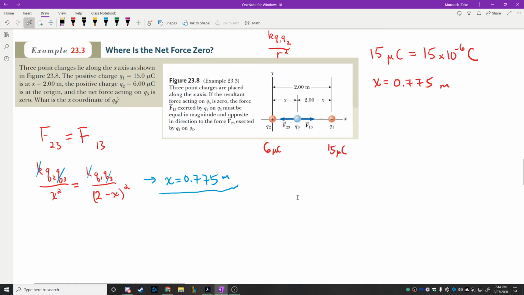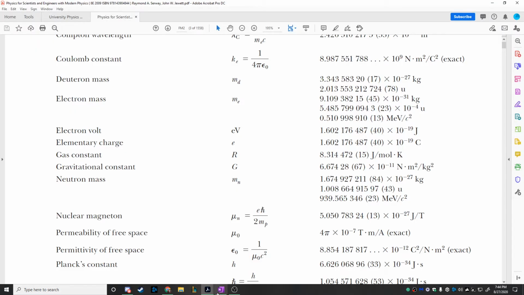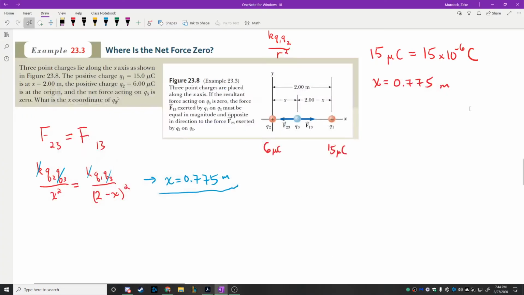Chapter 23. Yeah, let me just check real quick. I thought it was 22. It's 21. We're in chapter 21 right now. 23 on Survey, 21 from University. Yep, that's right.